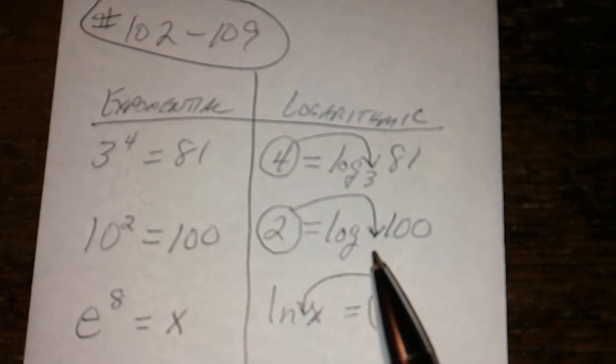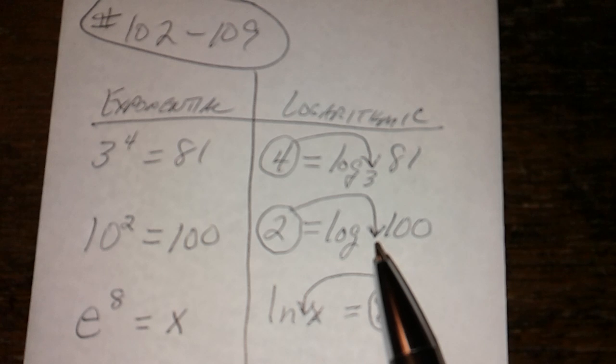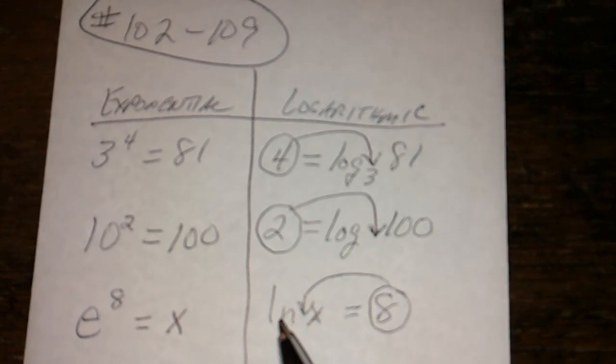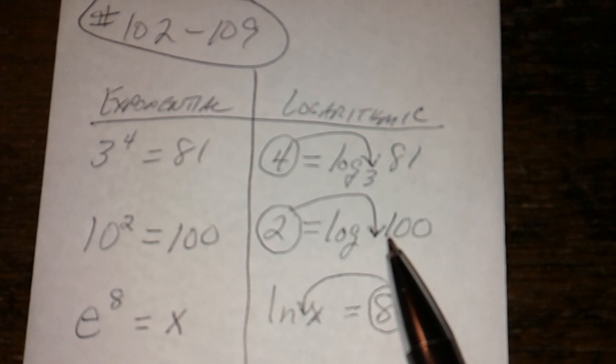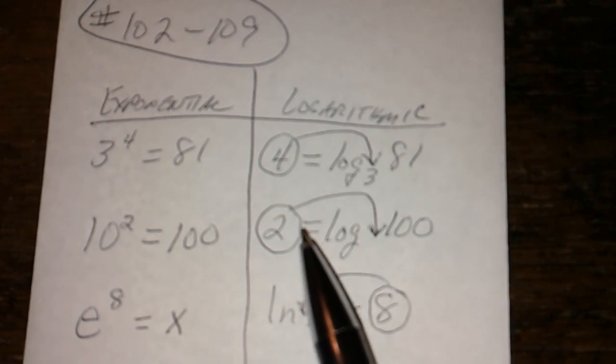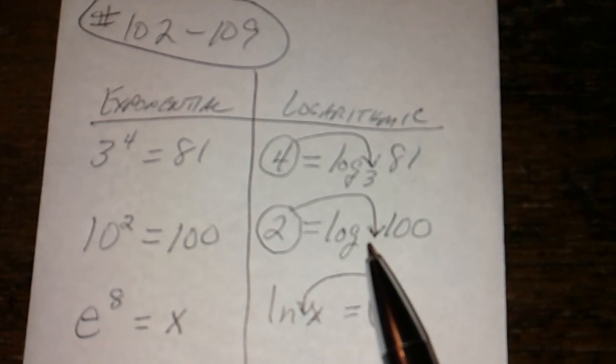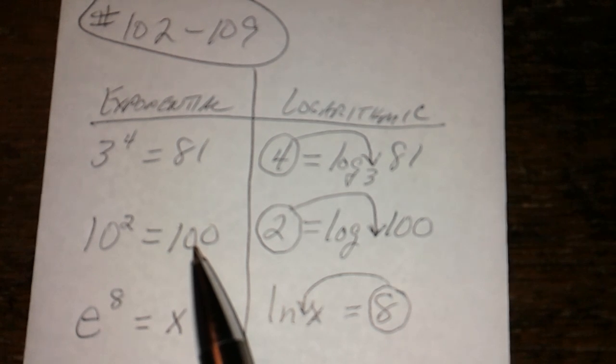Remember, if you don't see the base, it's either 10 or it's e. If it's a regular log and you don't see a base, it's 10. If it's a natural log and you don't see a base, it's e. So on this one here, we call it a common log when it's base 10. We're going to put the exponent of 2 back on the 10, like this over here.